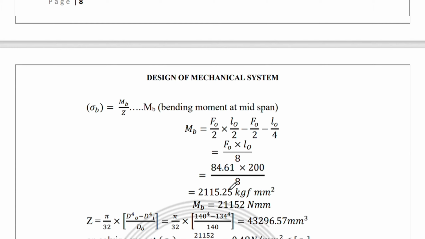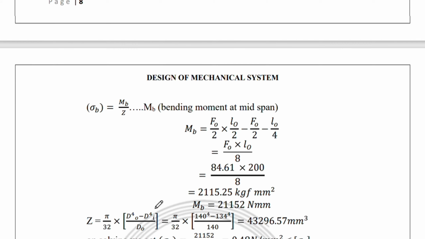So you will get the answer 2115.25 kgf meter per square, which converted is equal to 21,152 Newton mm.